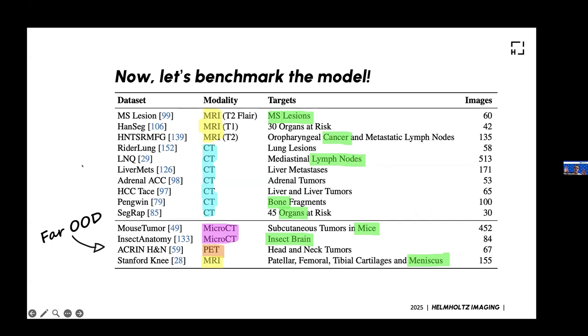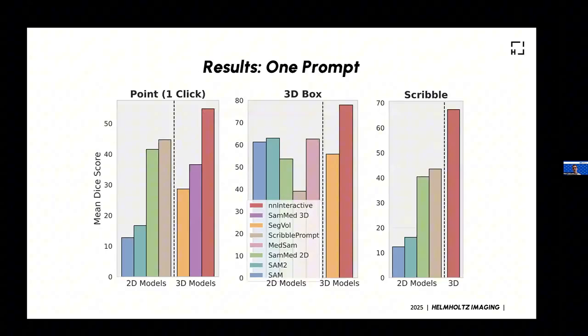And if we now apply all of the different models we saw in the beginning of the presentation and our model on this test set with only one interaction, this is the result. So this is one prompt, no interactivity here.